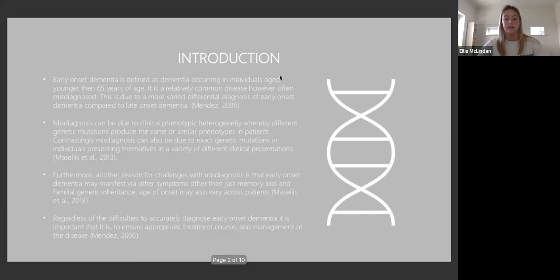Regardless of the difficulties to accurately diagnose early onset dementia, it is important to do so to ensure appropriate treatment course and management of the disease. Appropriate diagnosis involves the comprehensive assessment of extensive familial history, mental status examinations, neurological examinations, and appropriate neuroimaging.